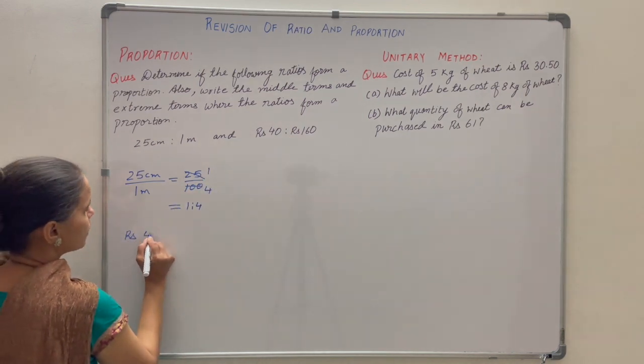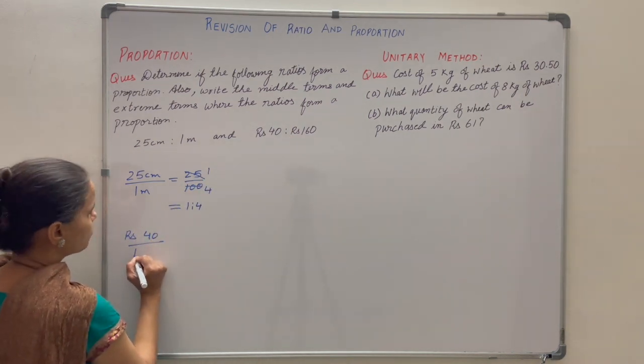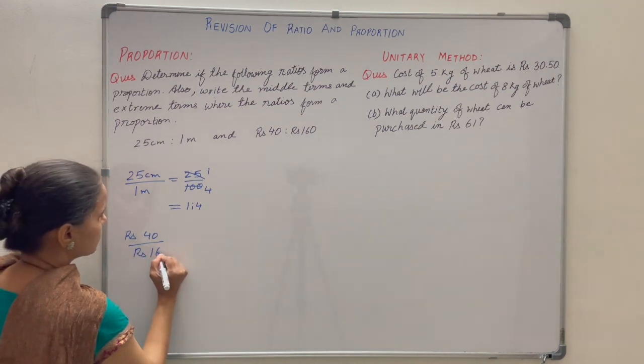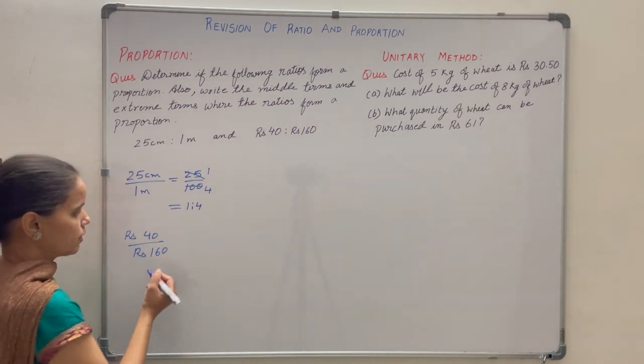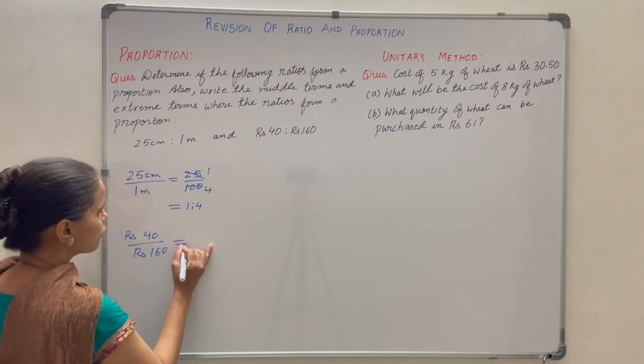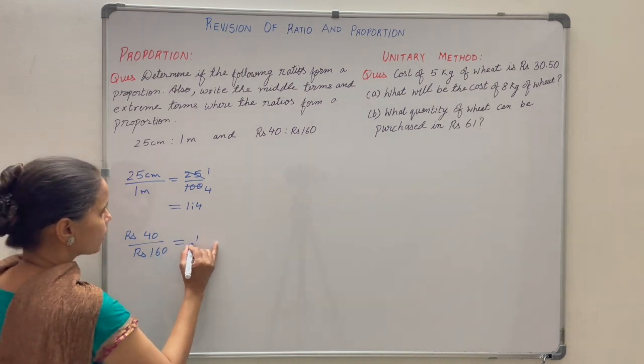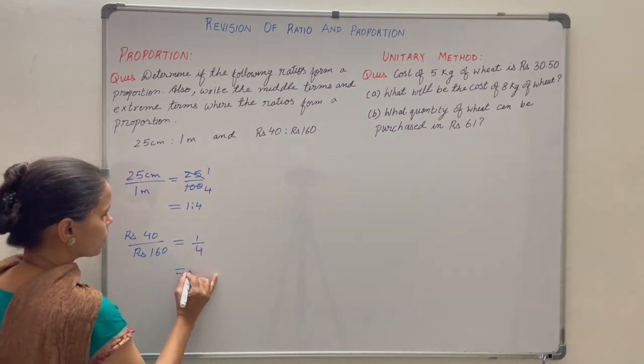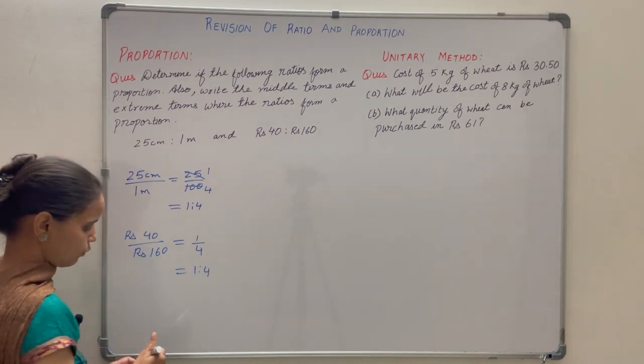Now let us take this ratio. Rupees 40 upon rupees 160. Both have the same unit. So when you divide both numerator and denominator by 40, you again get 1 by 4. So what is the ratio? 1 is to 4.